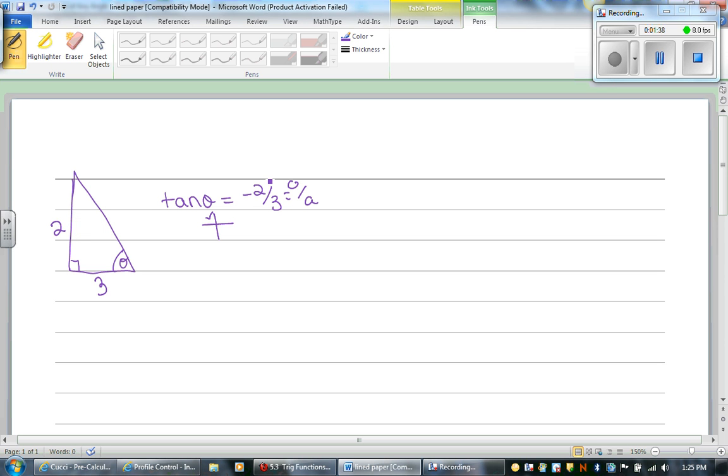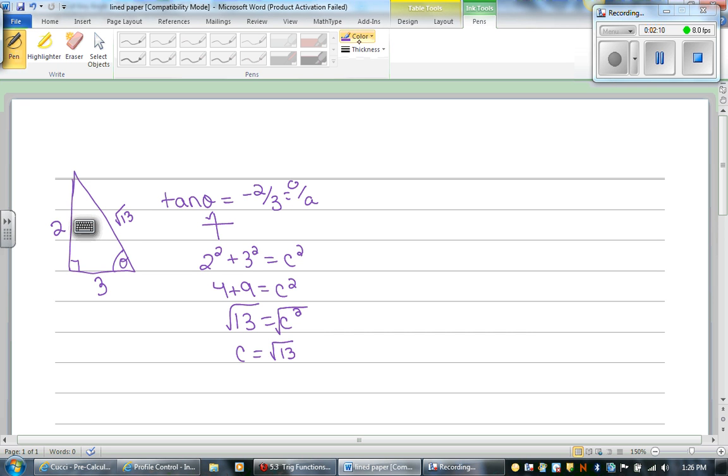Okay. So what we need to do in order to find the other function values is find that missing side. And since we're dealing with a right triangle, we can use the Pythagorean theorem. 2 squared plus 3 squared equals c squared, or 4 plus 9 equals c squared. 13 equals c squared. And to get rid of a squared, you take the square root. So c equals the square root of 13. I'm going to put that in there.